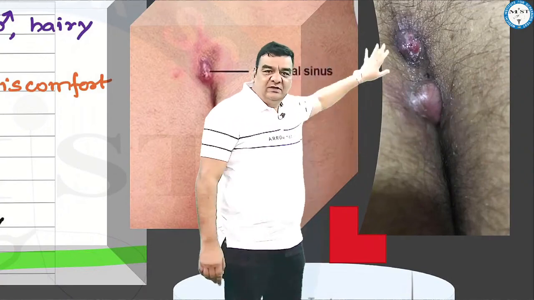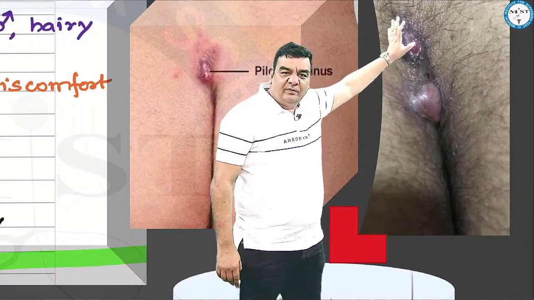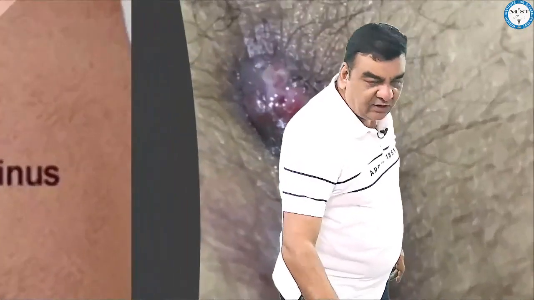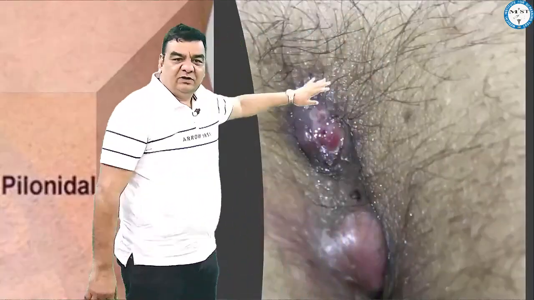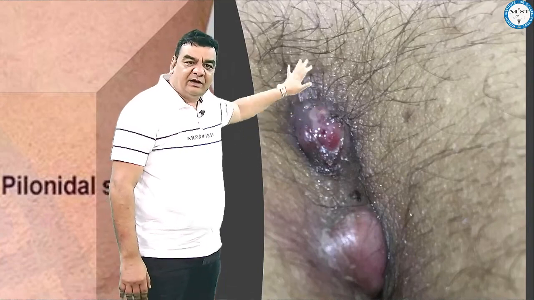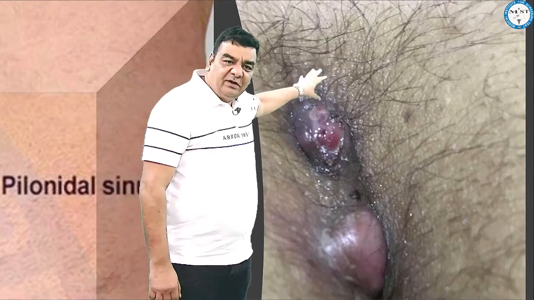Now, if suppose this skin is hairy and somebody is sitting for long periods, these hairs will keep on causing irritation to the skin. So there will be irritation to the skin here, and gradually what will happen? Abrasions will develop in the skin. The hairs will become dead.